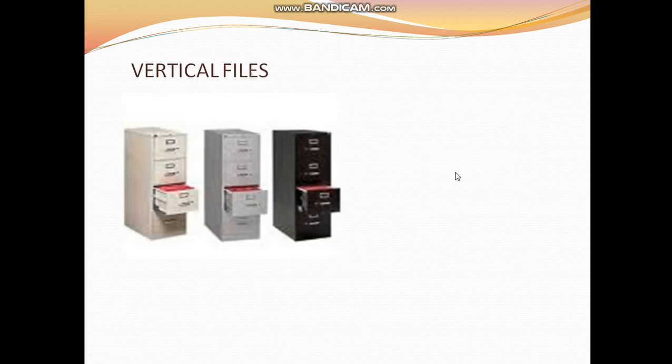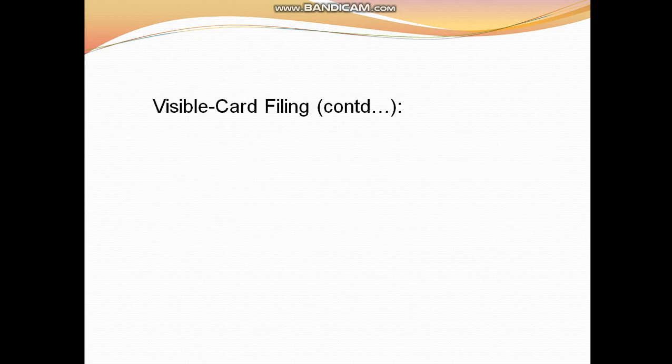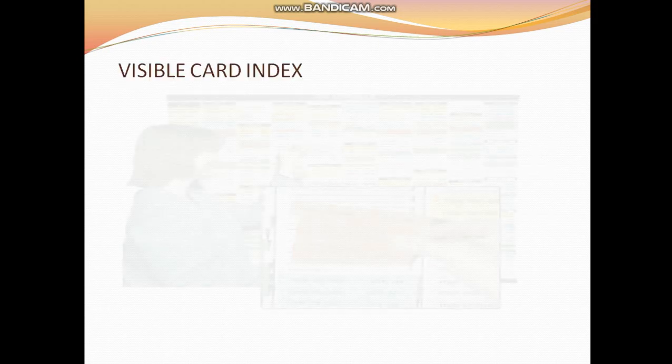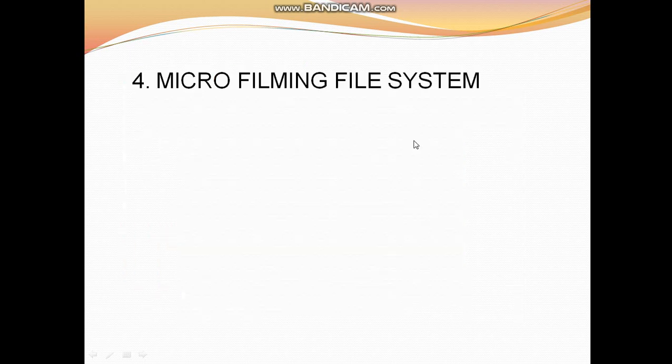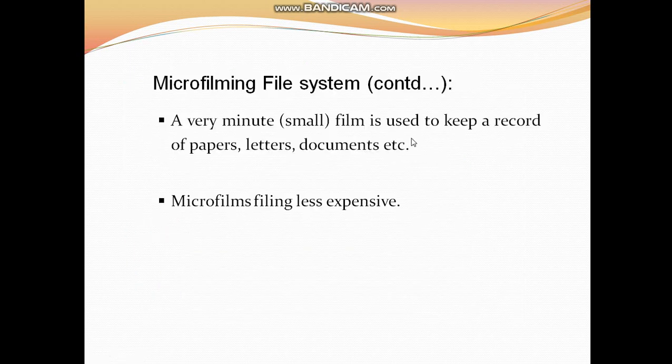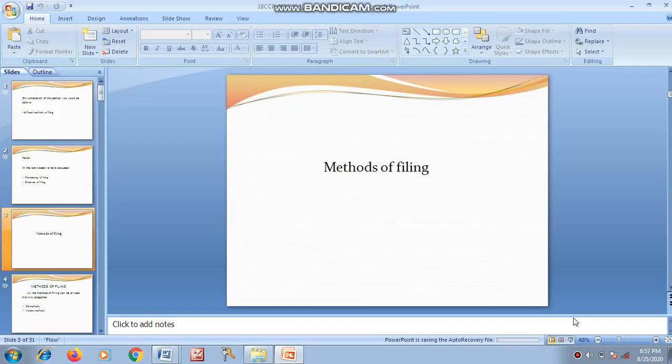These are views of the work. Generally we see this kind of filing in banks, the old system in banking. Then the visible card filing system. This kind of filing is called the visible card filing or indexing system. Then the microfilm filing system. So these are all the methods of filing systems.